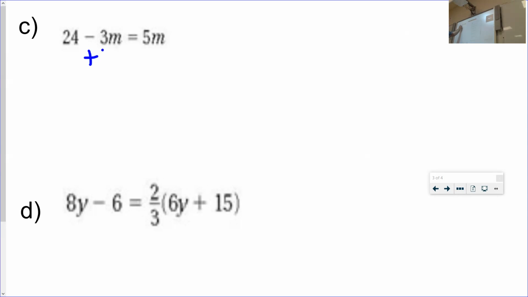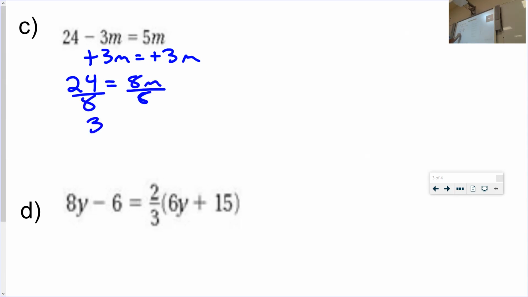So plus 3m, and no one messed up, because when I first did it, I literally did minus 3 on both sides. I got the wrong answer. And then we'll see in a second, Rachel, that's true. I'm not sure. Equals 8m, divided by 8, divided by 8, 3 equals m. So good job, you guys.